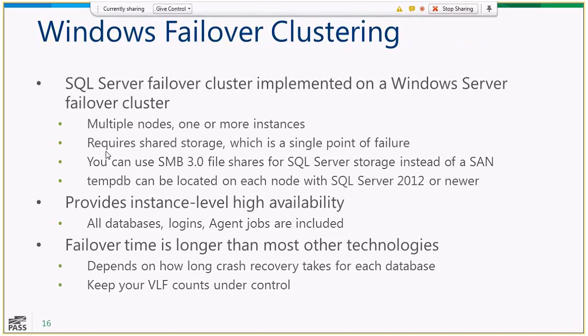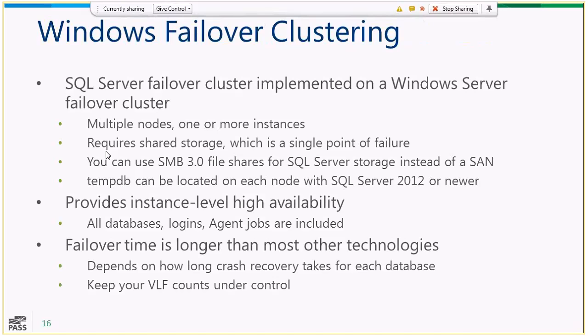And no matter what your SAN vendor tells you about how many power supplies they have and how much redundancy they have, it is possible that that entire SAN might fail. It doesn't happen very often, but it is possible. And one alternative to that I think is going to be a lot more attractive in the future is using SMB 3.0 or newer file shares and using something called Storage Spaces Direct in Windows Server 2016. That's going to be a possible alternative to using a SAN for your shared storage.